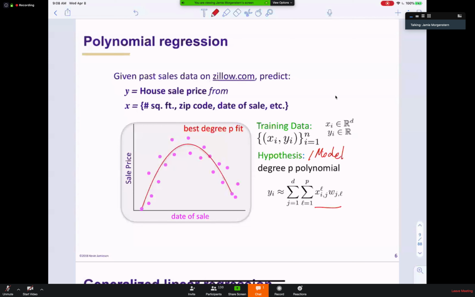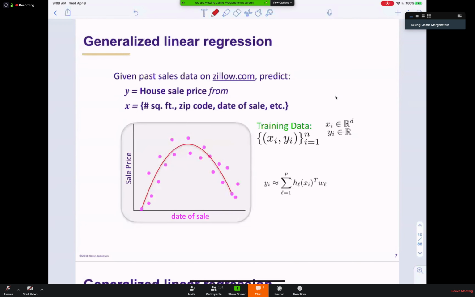And here the weights, just like before, are the things we would be optimizing over to try to minimize our loss. And x_ij^l are simply the l-th powers of the features we're seeing for house i, when we're looking at feature j. Does that make sense? Okay, great. I know there were some clarification questions about the notation last time.